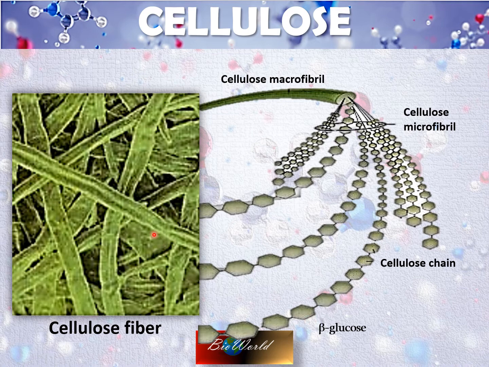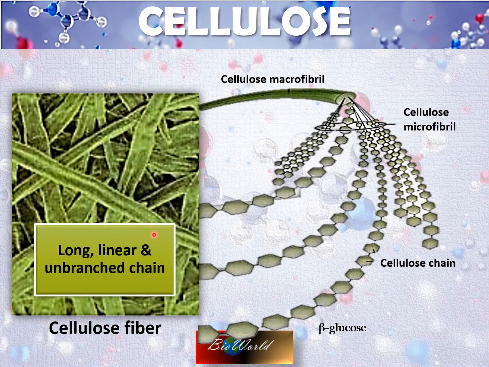If you notice, the cellulose chain is not only extremely long, but it is linear in structure. It does not twist into a helix as what you have seen in starch and glycogen. It also has no branches.